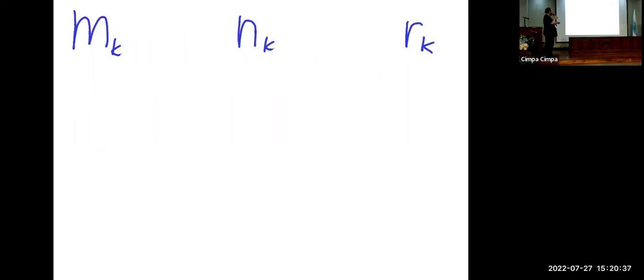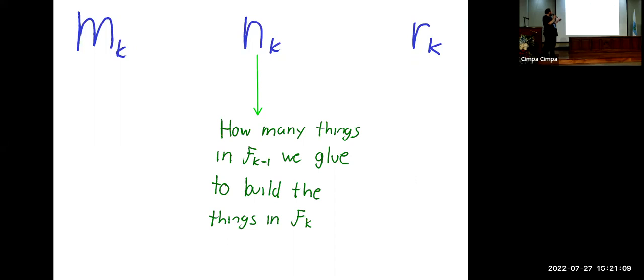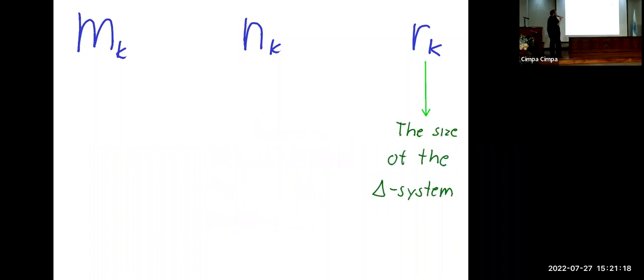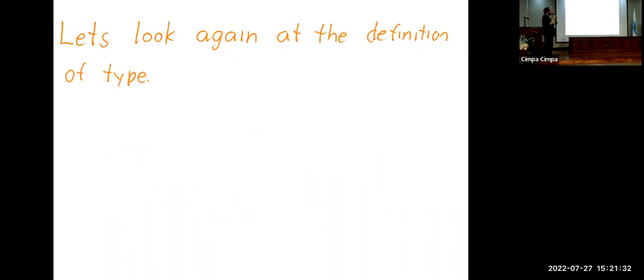So let's look at type. We have three numbers, m_k, n_k, r_k. m_k was the size of the things in F_k. n_k is how many things in F_{k-1} I need to glue in order to obtain the one in F_k. Or, every guy in F_k is the union of n_k many things of F_{k-1}. And r_k is the size of the root of the delta system. Okay, so now let's come back to the definition of type to see what the conditions mean.